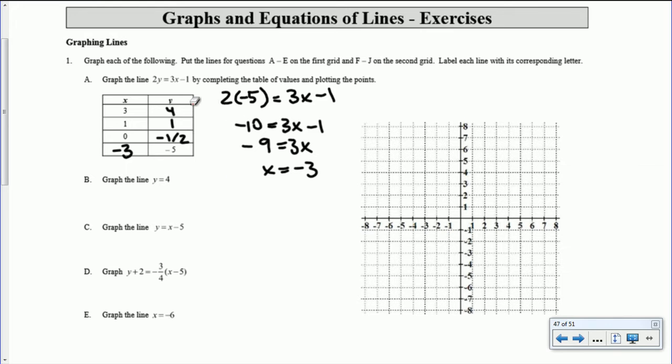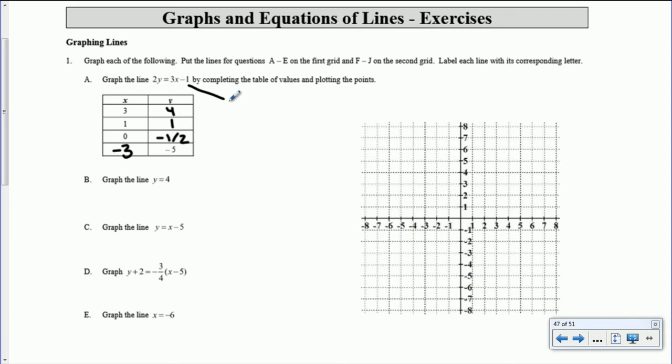Obviously you can use your graphing calculator for this question as well. So if I were to do that with my graphing calculator, I would probably write this in, well, you got to have it as y equals something. So in order to do that, you got to divide both sides by 2. So you'd have 3 halves x minus 1 half. And you could put that into your graphing calculator and bring up the table of values and just get those right off of your calculator.